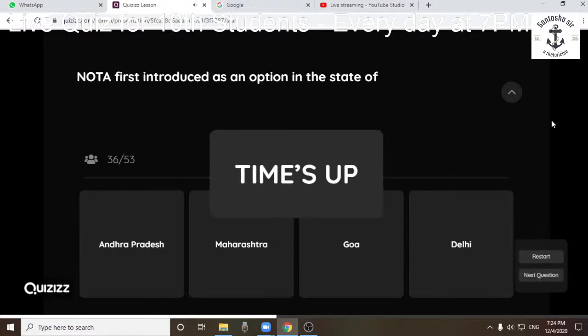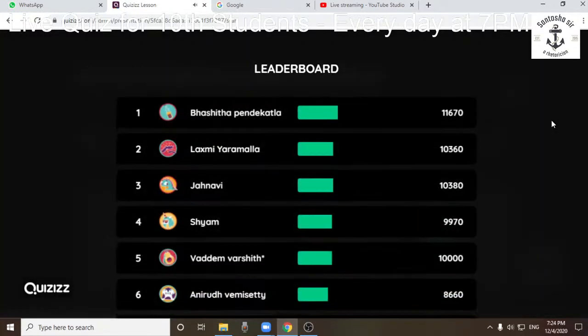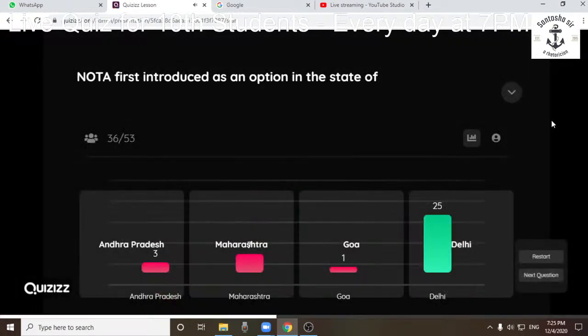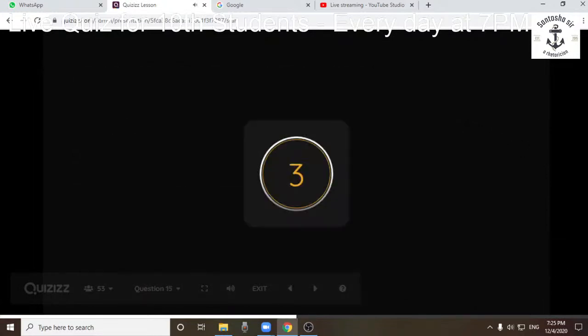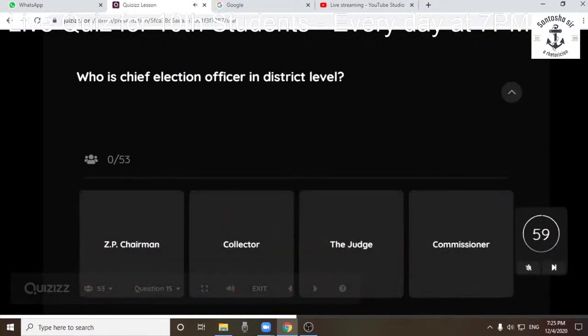Time's up. Let's check the scores. Bashita on the top, followed by Jahnavi, Lakshmi, Varshit, Shyam, Manaswita. 25 members answered it right. Moving on to the next question. Question number 15. Who is the chief election officer in district level? Who will act as chief election officer at the time of elections at district level?